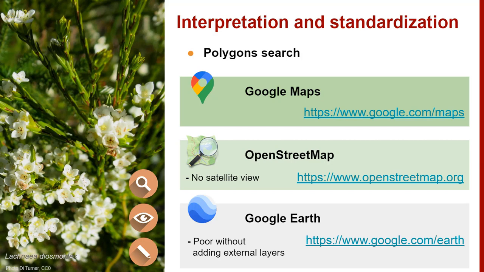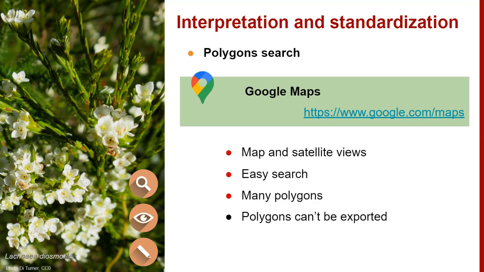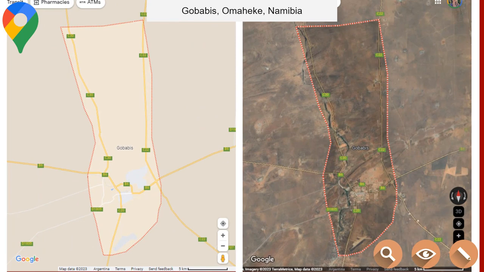Google Earth, in turn, is poorer in this kind of information if not supplemented with external layers, but constitutes another suitable source. While probably being the easiest to use and having plenty of polygons available, Google Maps has the disadvantage that those polygons cannot be exported, and so are not usable in any other application. However, it remains a powerful tool to find locations and help determine their extent.